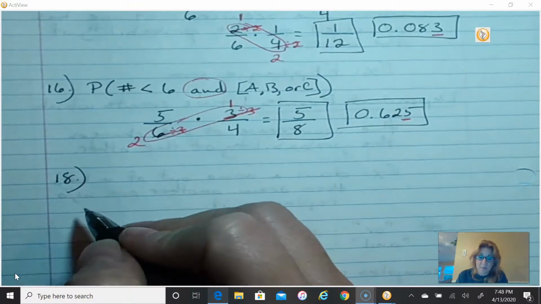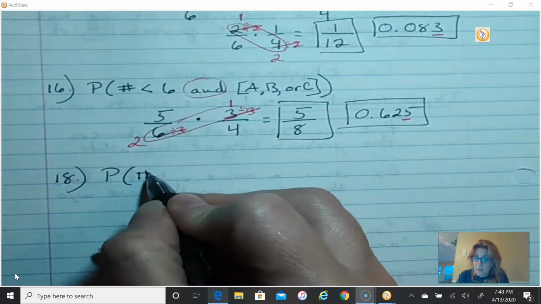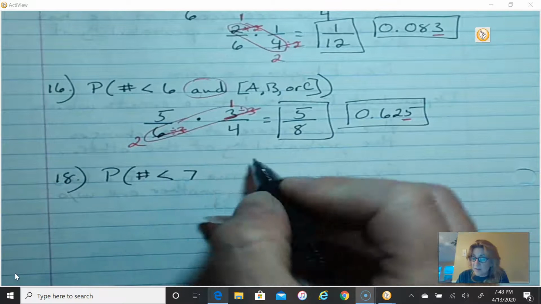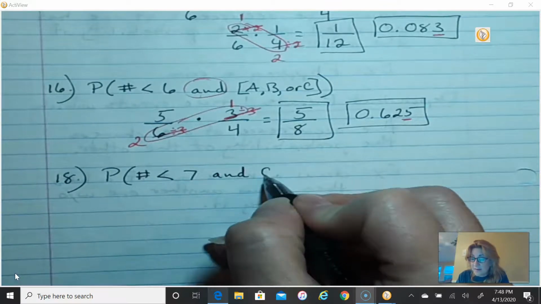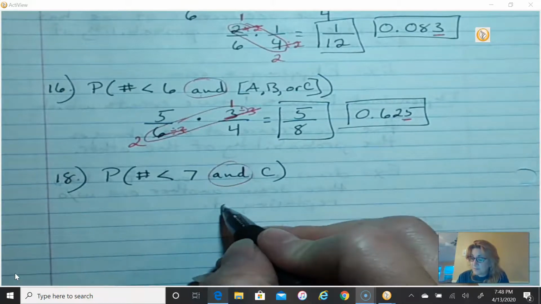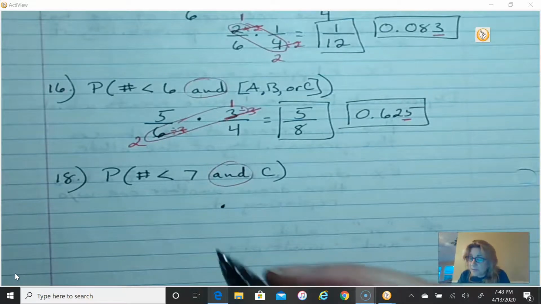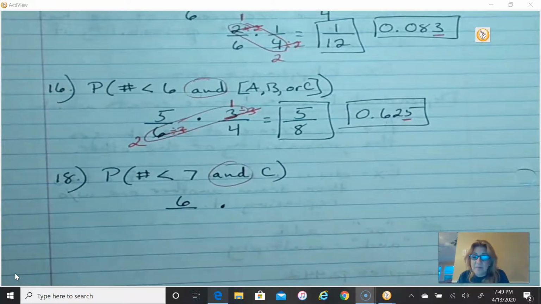18. All right, guys, start pausing these things. What is the probability of a number less than 7 and a C? That means multiplication. So how many numbers in that first spinner are less than 7? Well, all of them. 1, 2, 3, 4, 5, and 6 are all less than 7. So 6 are less than 7.